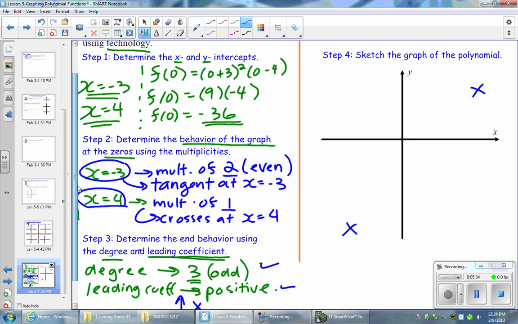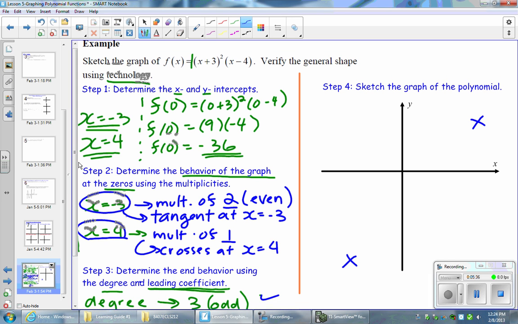Okay, so now that we have most of our key pieces of information, we're actually going to go ahead and sketch the graph. Okay? So start with your x-intercepts and your y-intercept. We have an x-intercept at -3, so 1, 2, 3. Okay, so -3. And another 0 at +4, so 1, 2, 3, 4. Okay, those are my zeros.